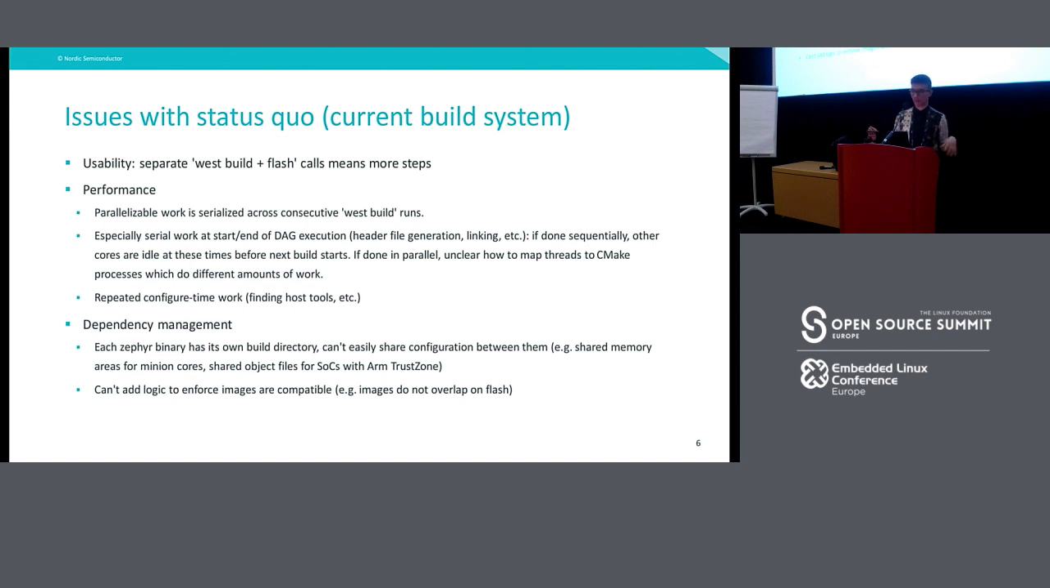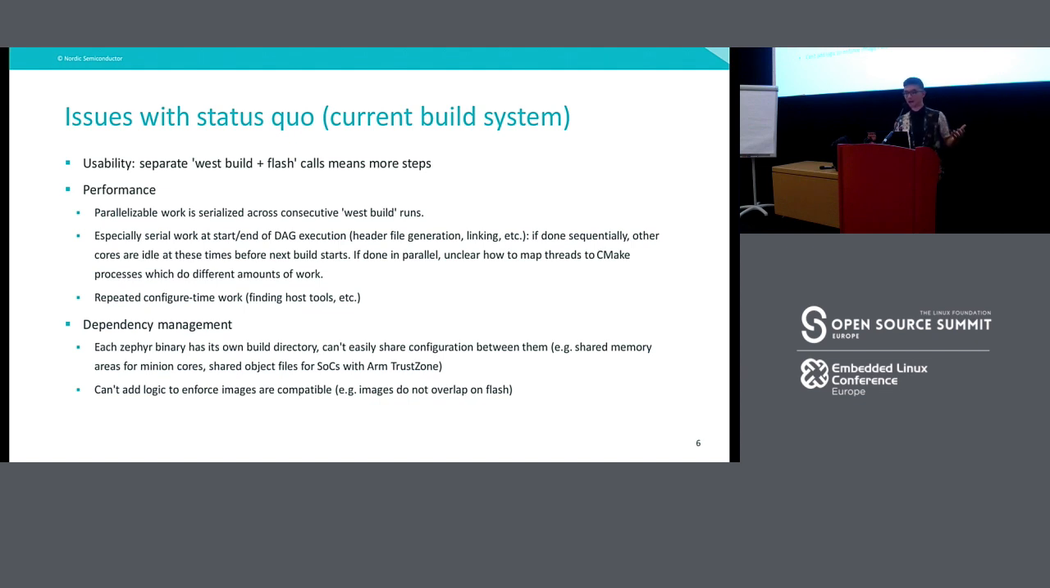There are some performance concerns. The main issue is that a build DAG has these serialized steps at the beginning and the end. And then in between, it's using all your cores to build the individual C files. But while it's doing linking, that's inherently serial. While it's generating header files for autoconf.h, for example, you can't really build any C files until that's done. So if you're evaluating the DAGs for these build systems separately, then you're leaving some performance on the table, especially at the beginning and the end.